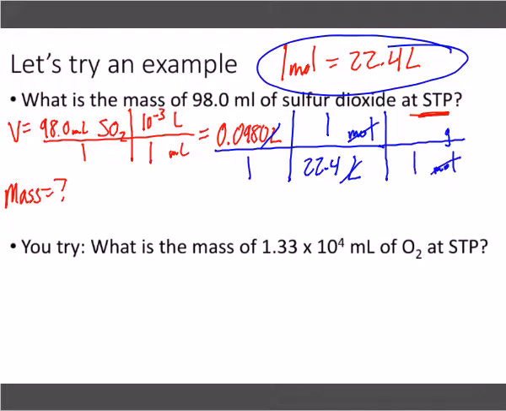1 mole. How do we figure out the grams? Molar mass, right? Add it up. We've got SO2, molar mass equals. Add them all up. We've got 32 plus 32 equals what? Grams per mole. So there's our conversion factor, 64 grams over 1 mole. Do the math, guys. How many grams of sulfur dioxide do we have in 98 milliliters?